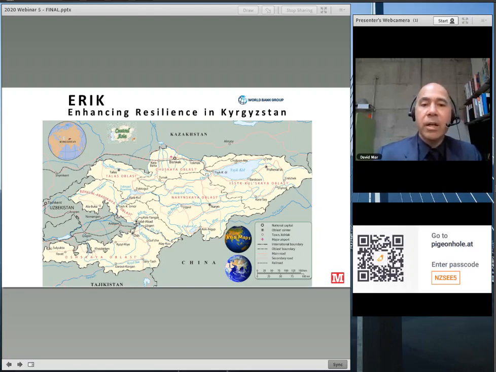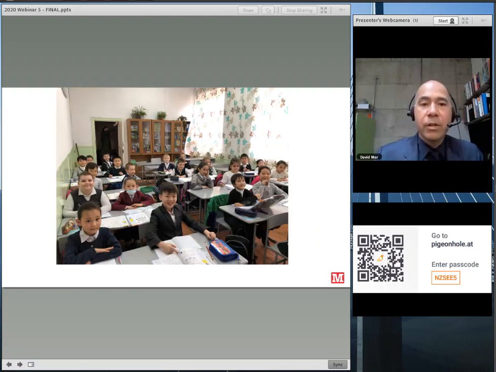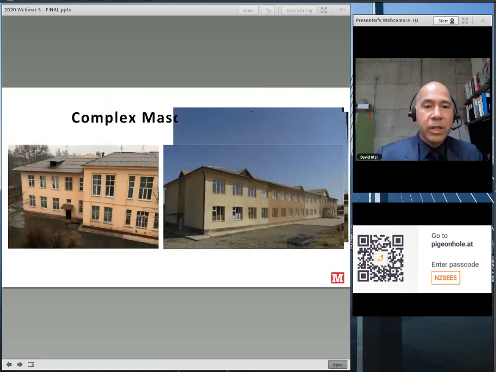And as a part of that, a bunch of the schools are just too poor and they're going to need to get replaced. We want to consider how we could make resilient schools, but make them less expensive than current designs. So this is a Kyrgyz classroom. These are the kids in one of the classrooms. And this is the typical typology.